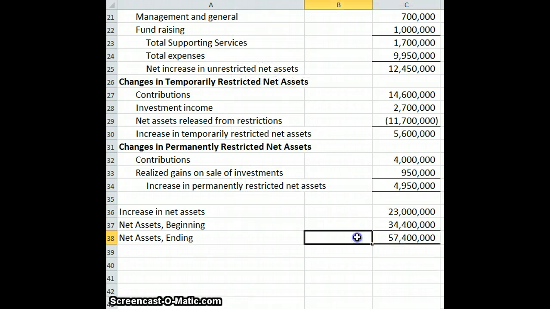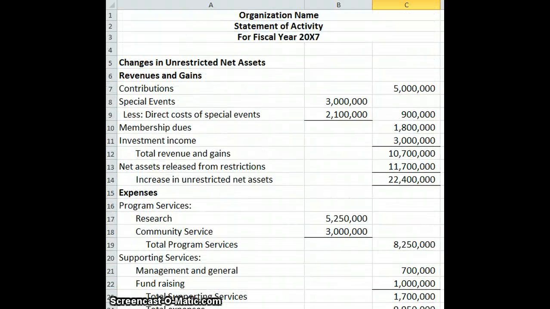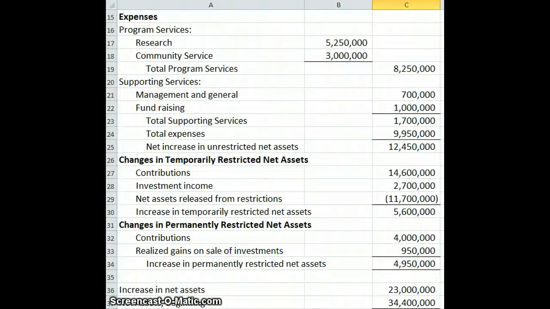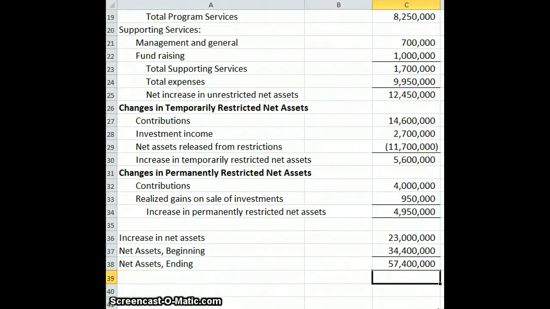So that's what we would be working towards when we do our balance sheet. Our balance sheet would want to come up with net assets ending up at $57,400,000. So again, that's how we do our statement of activities for a nonprofit. We're breaking out our changes in net assets from unrestricted, temporarily restricted, and permanently restricted.